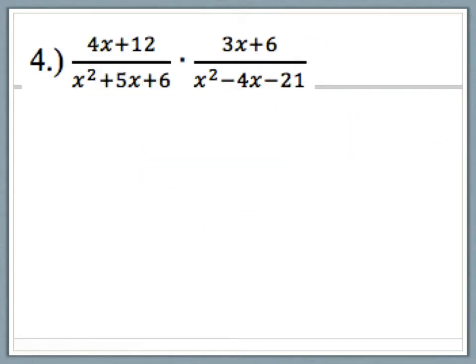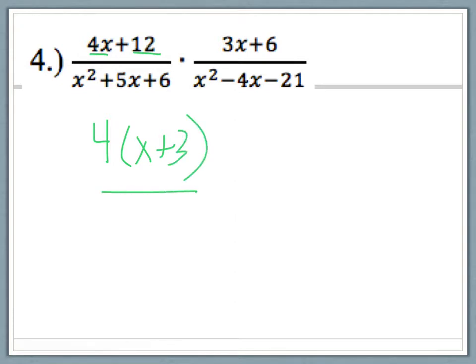Okay, now when I look at this, you can't just start canceling things off like this 12 and 6. These are all package deals, so we can't do that. We have to factor first. So right away I notice that I can take a 4 out of both of those, and I'm going to have x plus 3.